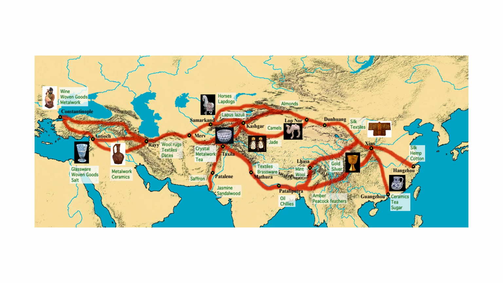Persia also had the Royal Roads, which was a land trade route that was monitored by the Persian government.